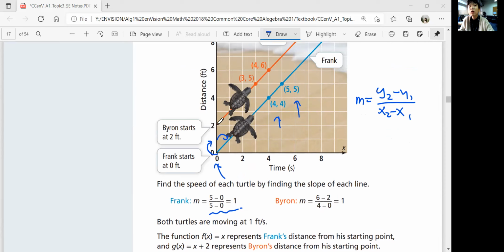They have the same slope, but that's his y-intercept, right? 0, 2. So it's x plus 2 versus just x, because it's x plus 0 for Frank. So x plus 2 will represent Byron's distance from his starting point.